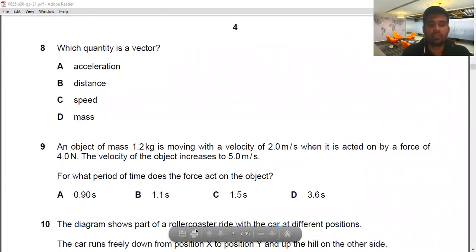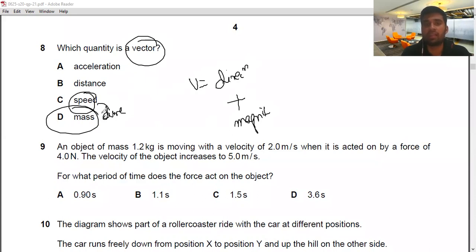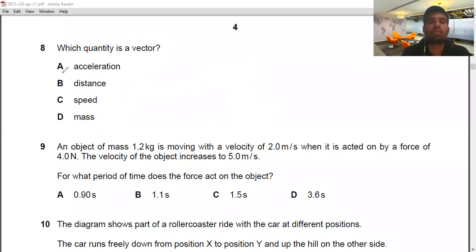Which among the quantities is a vector? We know the property of a vector: it should have a direction and a magnitude. The last option, mass, is a scalar quantity because there is no direction to it. Similarly, speed has no direction. It has a magnitude, and distance also has a magnitude but no direction. But acceleration, among all these four, has a magnitude and a direction as well. So acceleration is the answer.